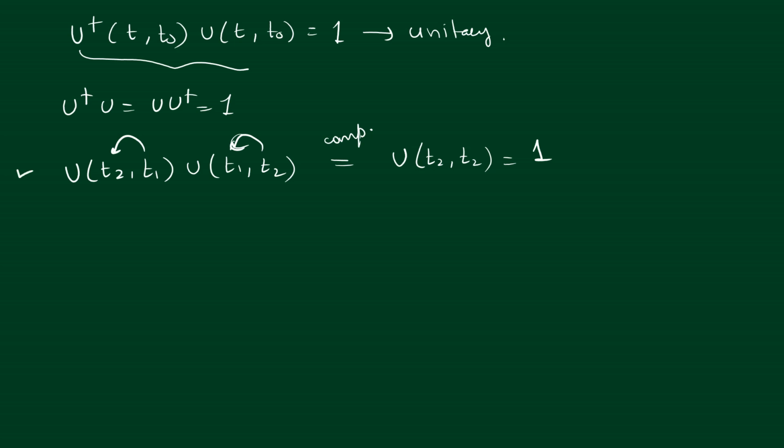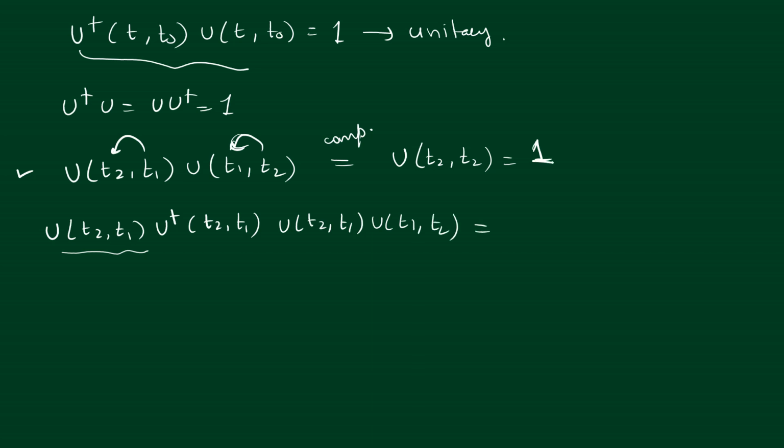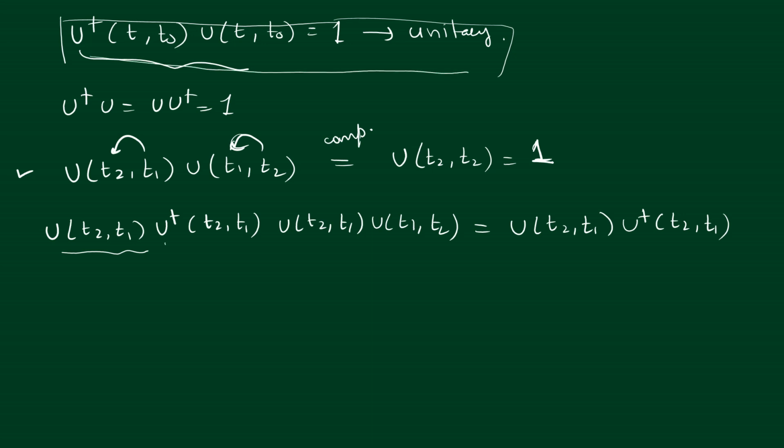Now let's multiply this relation from the left by U(t2, t1) multiplied by U dagger(t2, t1). So we start with this expression and multiply from the left by U(t2, t1) U dagger(t2, t1), and here we have U(t2, t1) U(t1, t2). Initially we have the identity operator here, but we are multiplying by this on both sides. Now we can use the property U dagger U is 1. Here we have the same combination, U dagger(t2, t1) U(t2, t1), so this has to be the identity operator.